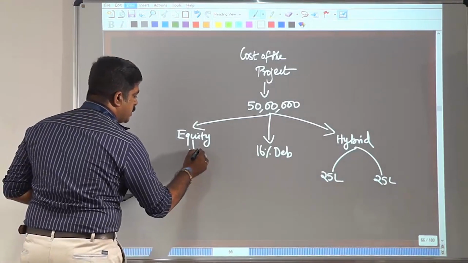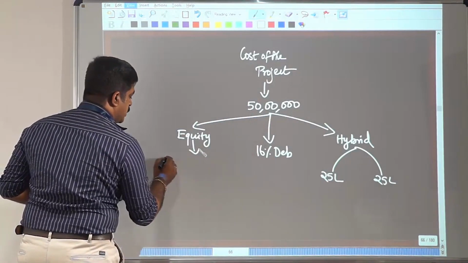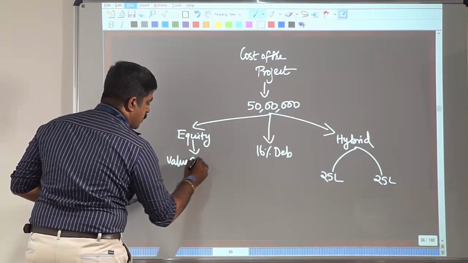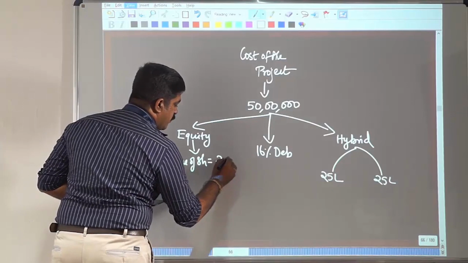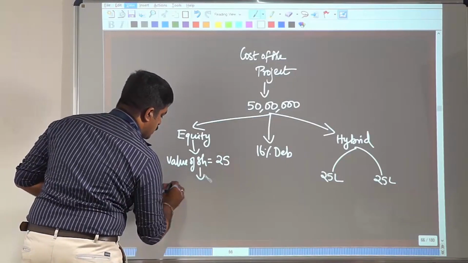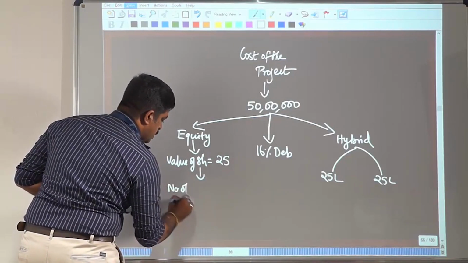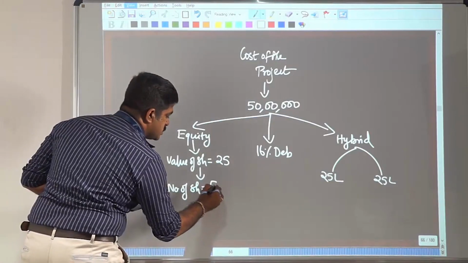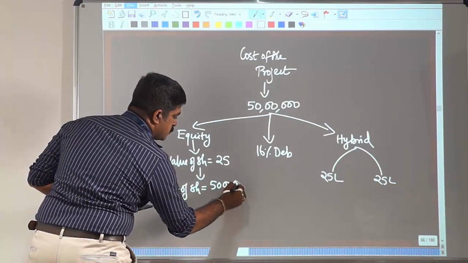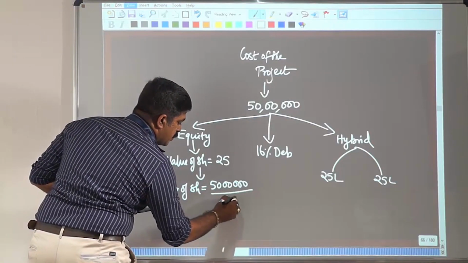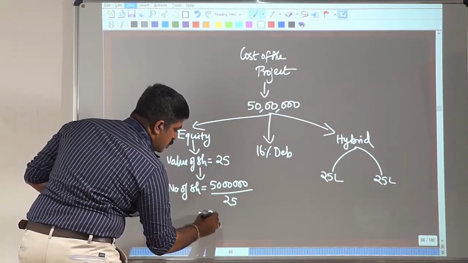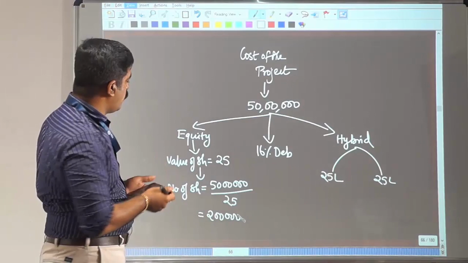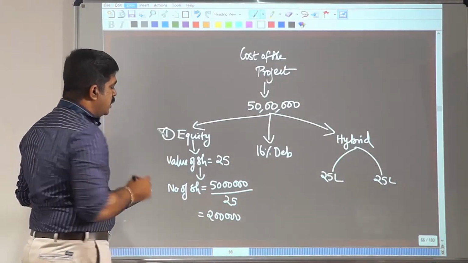The capital required is 50 lakh and the value of a share is 25. So what is the number of shares? How many shares are to be issued? Number of shares is nothing but 50 lakhs divided by 25. So how many shares? 2 lakh shares have to be issued. Okay, so this is the scenario if you are going for option 1, full equity.